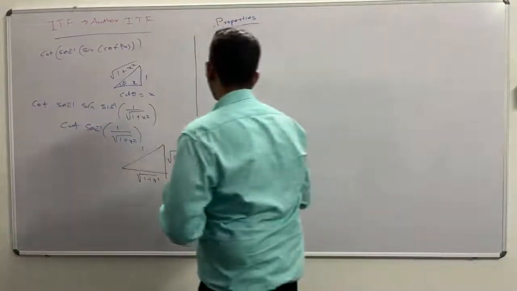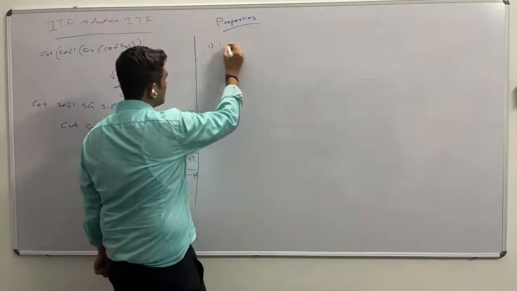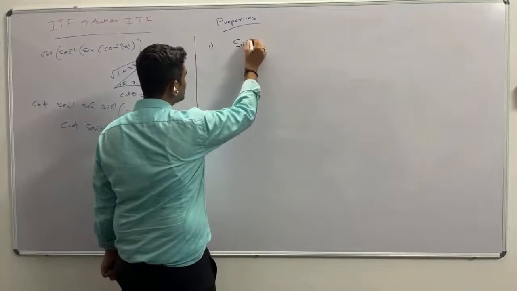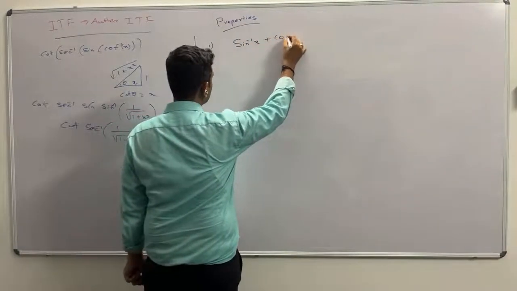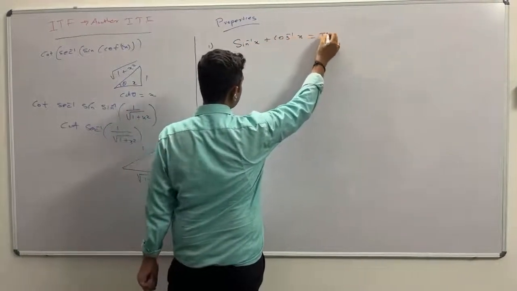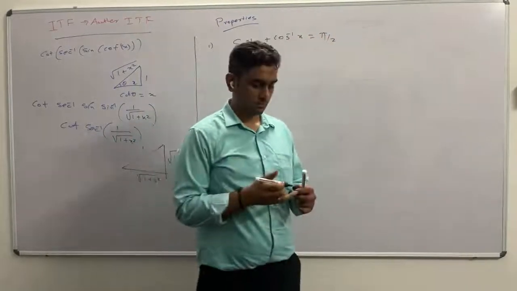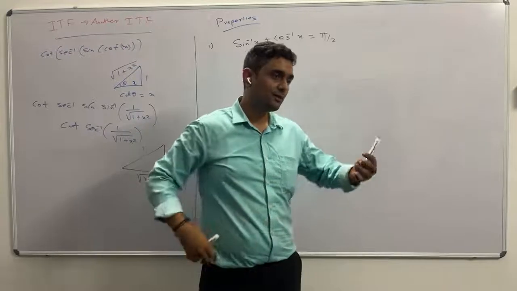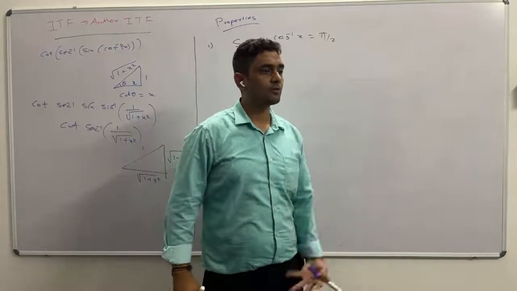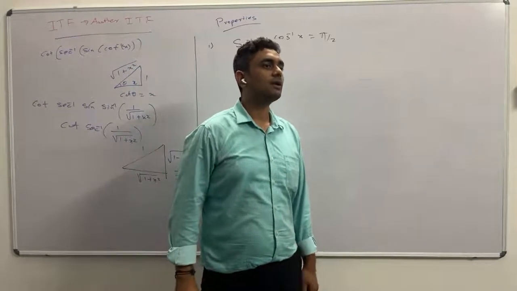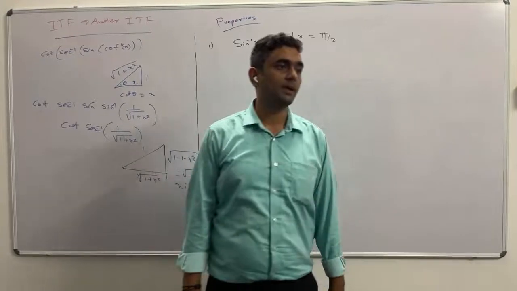The first set of properties is this: sine inverse x plus cos inverse x will always be pi by 2. Not irrespective of the domain, since the function won't be defined apart from the domain. But as long as x is anything in the domain, that will be the case.